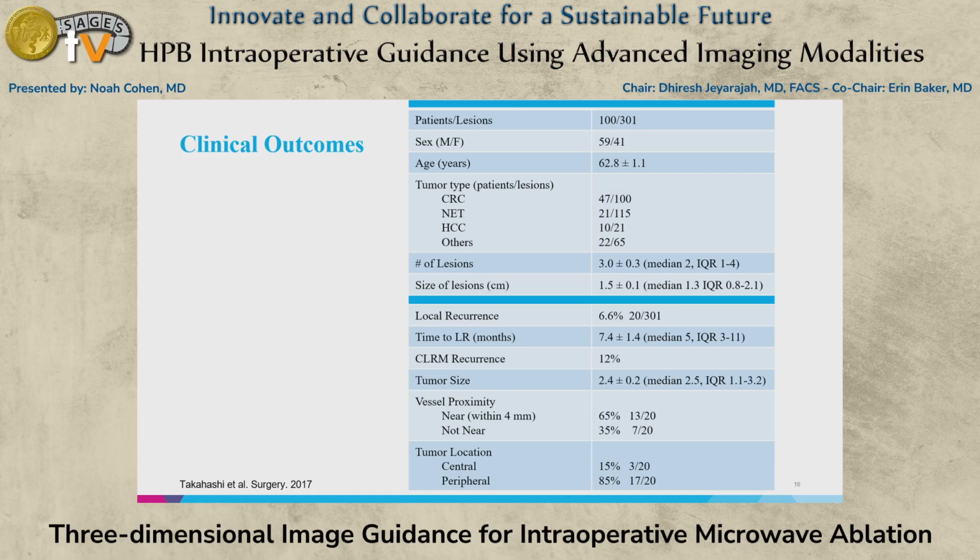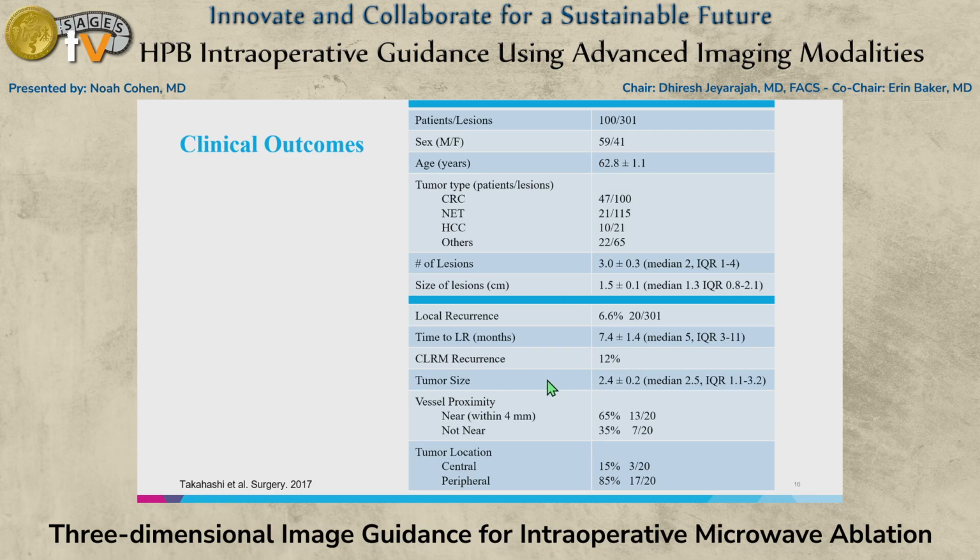So in real-time use, again, 100 patients, 301 lesions overall. Most patients had colorectal cancer. Most lesions were neuroendocrine tumors, so just more tumors per patient. Number of lesions, the median was 2. Size of lesions, these were relatively small, 1.5 centimeters. And the local recurrence rate, 6.6%. The time to recurrence locally was 7 months. And then in the colorectal group, it was a 12% local recurrence rate.